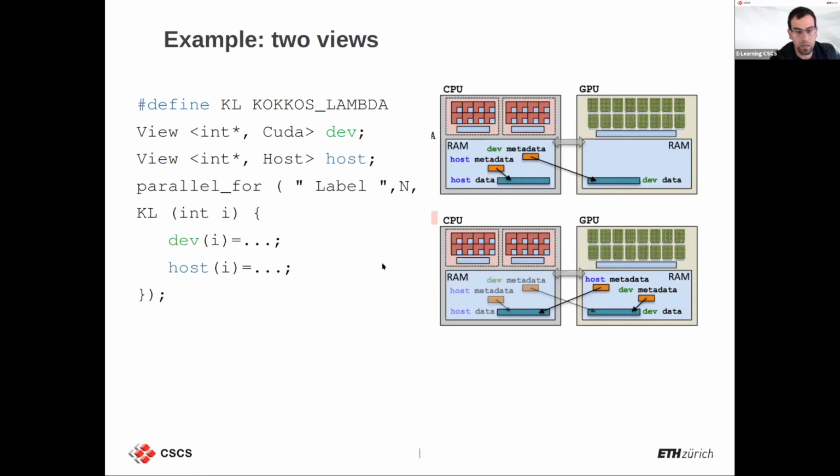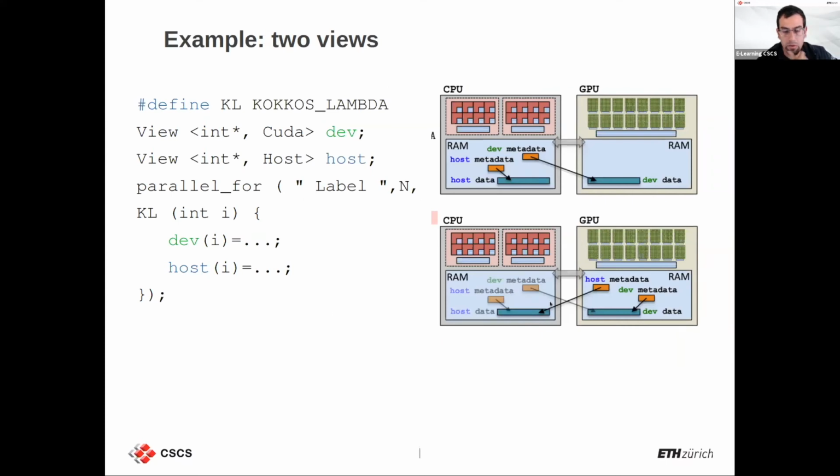So in case of the device, the metadata are copied on the RAM of the GPU, so you can run. But also for the host, the metadata are copied on the GPU in this case. Of course, I'm addressing CUDA space, where we are running on a CUDA space.